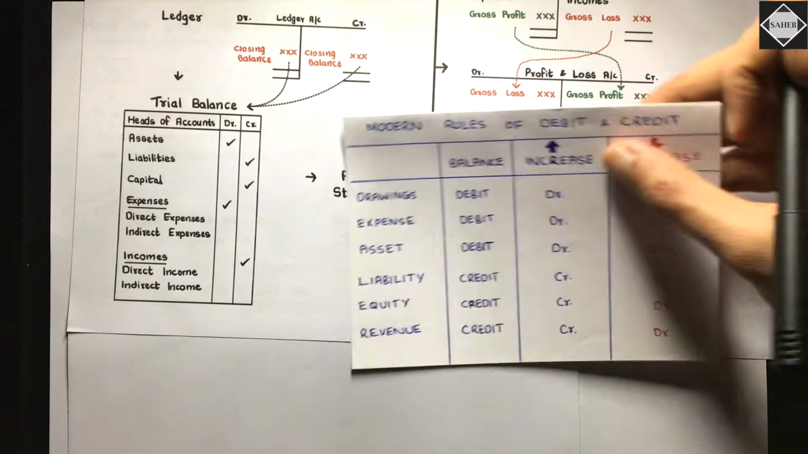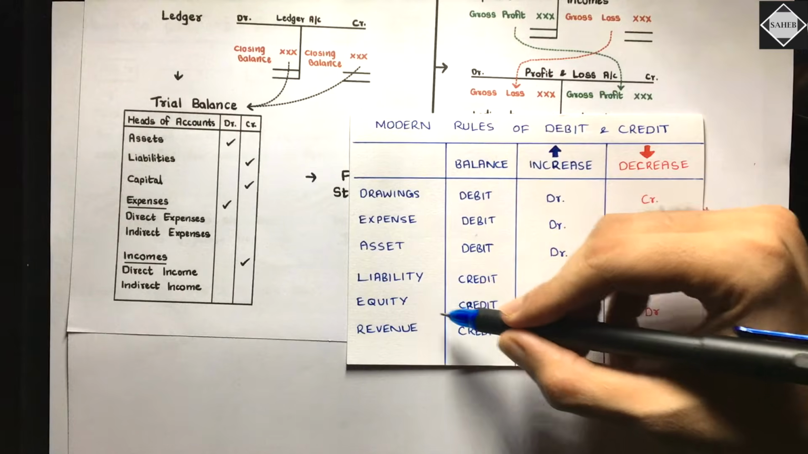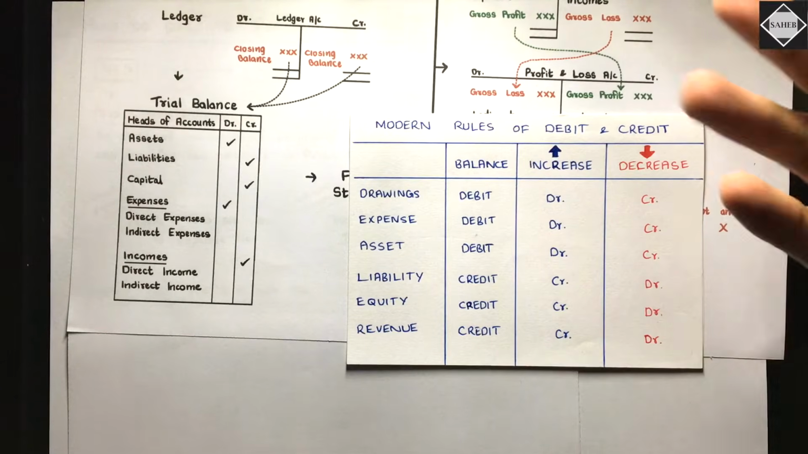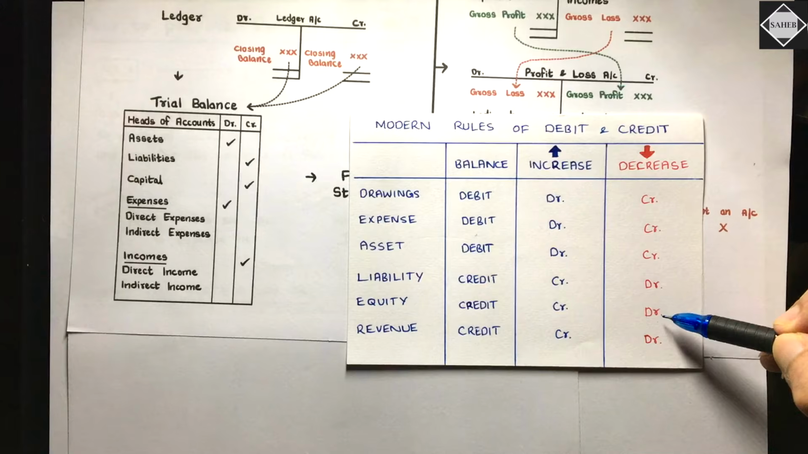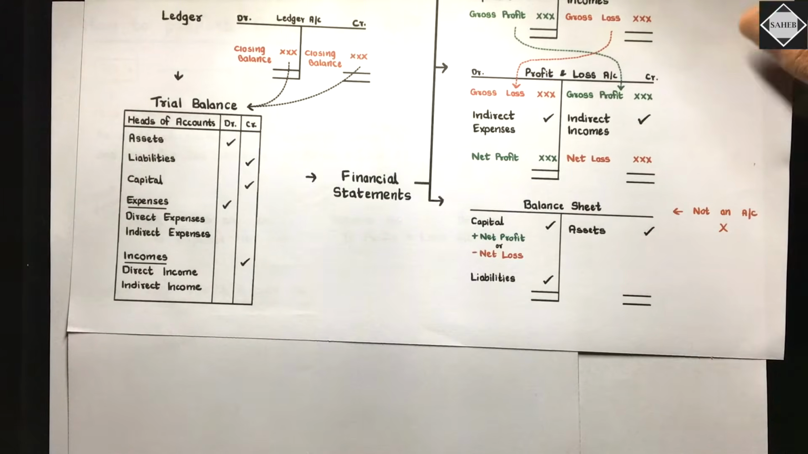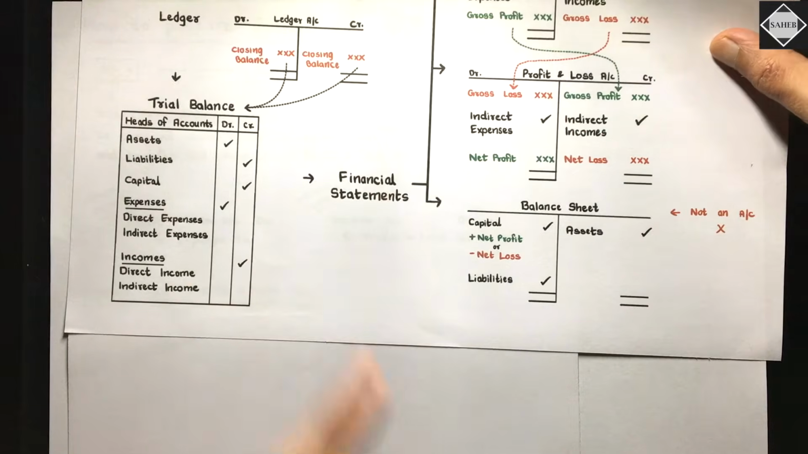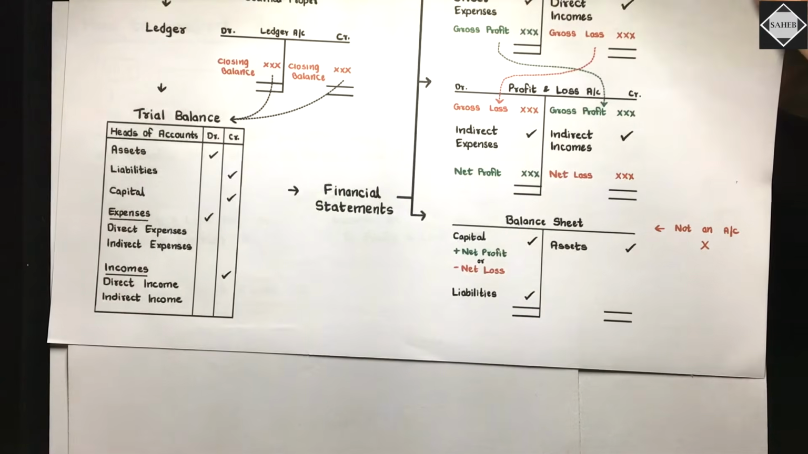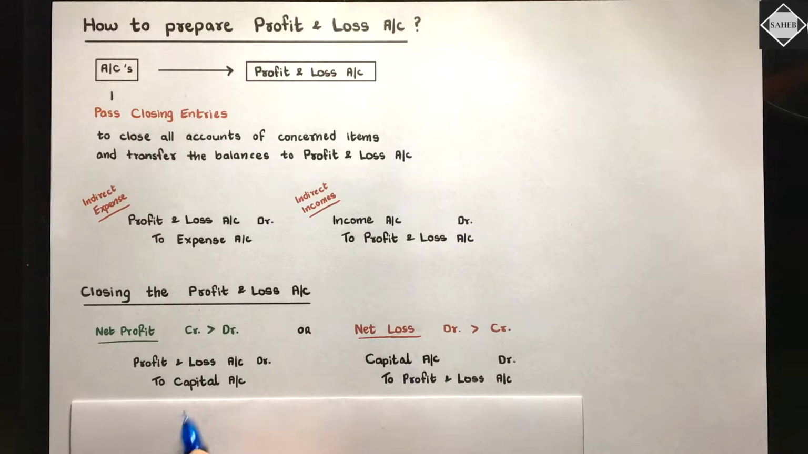We increase the capital, see capital or equity, right? It has a credit balance. To increase the capital, we credit. To decrease the capital, we debit. So that's how you will pass the journal entry. To increase the capital means profit has happened, you are increasing the capital, so you will credit the capital. Capital account will be credited, debit would be profit and loss.